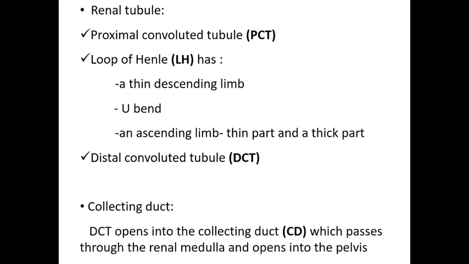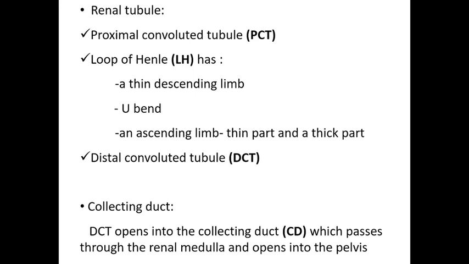So collecting ducts pass through the renal medulla and open into the renal pelvis. So these are the parts of the nephron. You have to remember there are three main parts in the nephron. We have the renal corpuscle, which consists of the Bowman's capsule and the glomerulus inside the Bowman's capsule. So this is the place where filtration takes place.